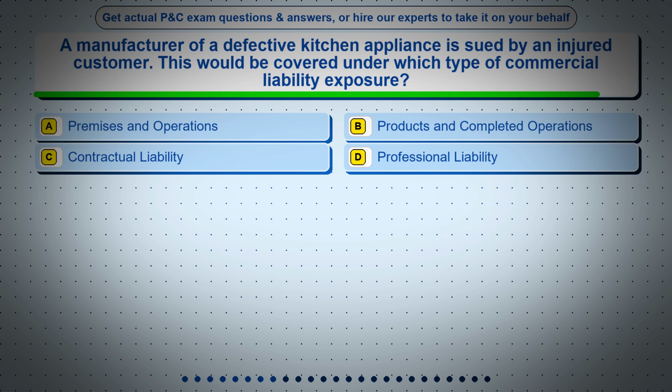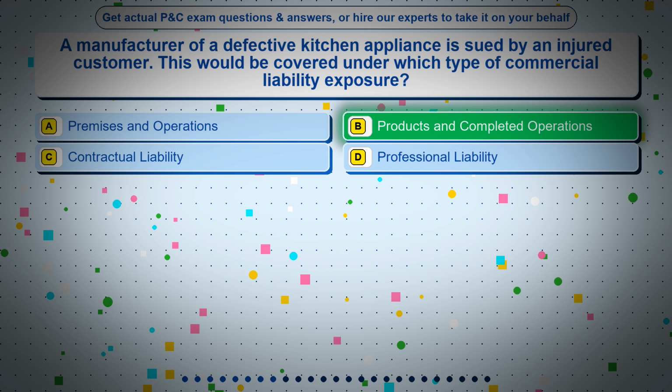Question 8. A manufacturer of a defective kitchen appliance is sued by an injured customer. This would be covered under which type of commercial liability exposure? Option A. Premises and operations. Option B. Products and completed operations. Option C. Contractual liability. Option D. Professional liability. The correct answer is option B.